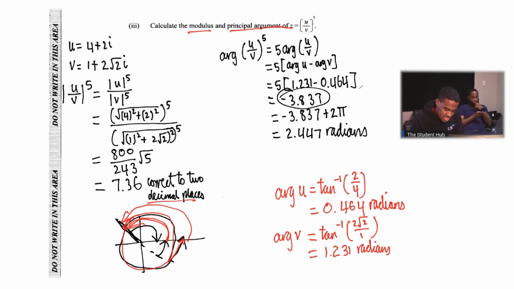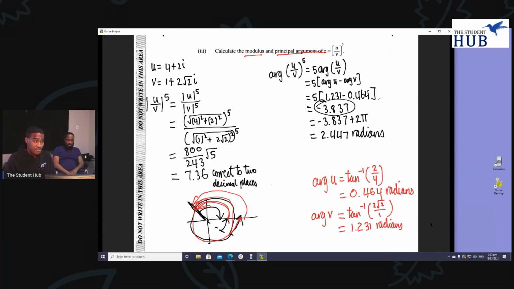You should just indicate correct to 2 decimal places. And well, you have also 2 in radians, 2.44. You just plug these into your calculator. That's really it. I think that was the end of the question there. Yeah, so that's it.